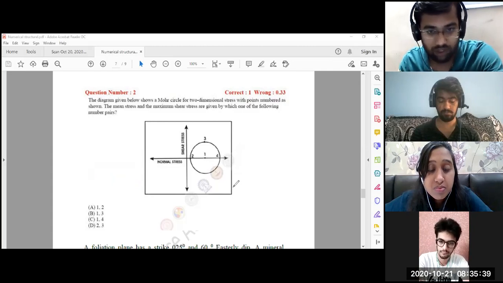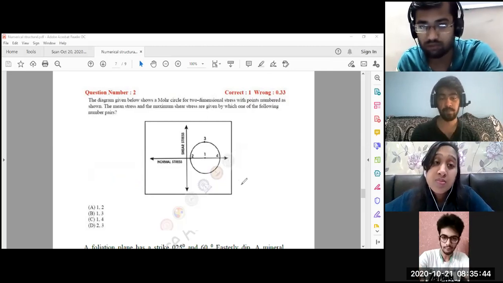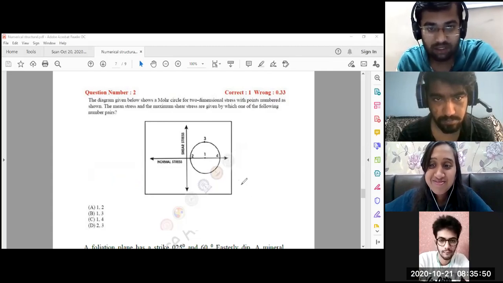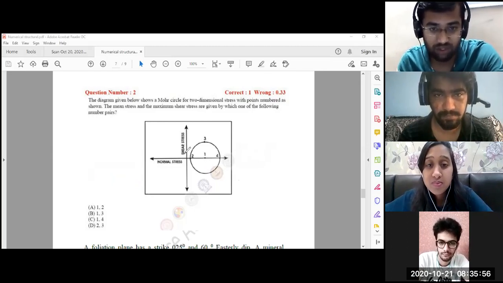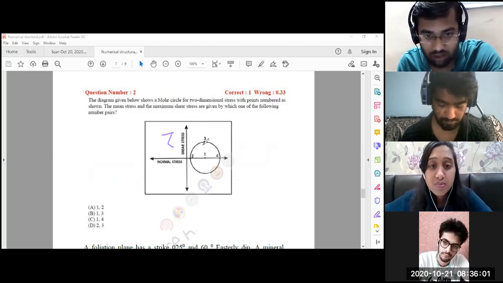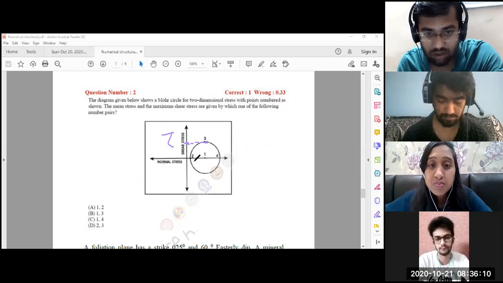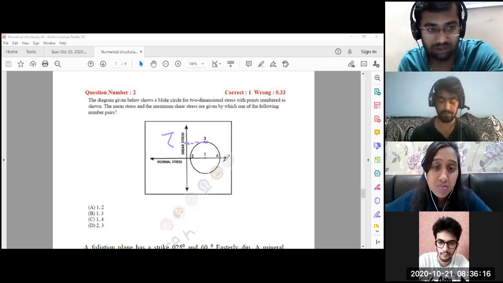Doubt between B and D, okay. We'll see. The diagram given below shows a Mohr circle for two-dimensional stress with points numbered, asking for the mean stress and the maximum shear stress. First observe the maximum shear stress. See, shear stress is given on the y-axis, represented by tau. So what is the shear stress for 3? This is 3. And the shear stress for 2, 1, 4 is 0 because they are lying on the x-axis. So maximum shear stress is for 3.